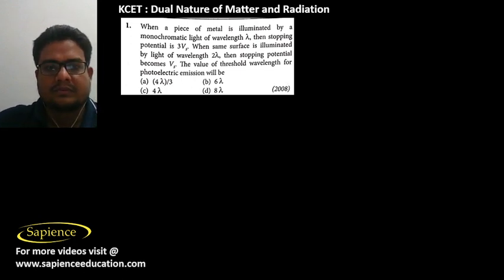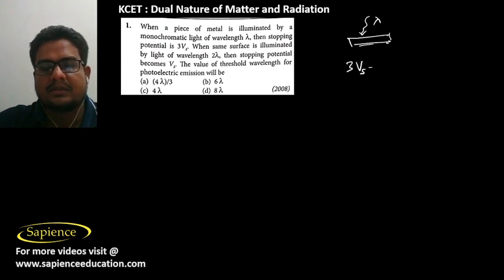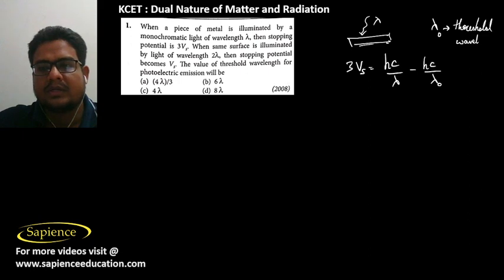So when the metal is illuminated by wavelength lambda, the stopping potential is 3 Vs. So I can say that 3 Vs is equal to hc by lambda minus hc by lambda naught, where lambda naught is the threshold wavelength for photoelectric emission. So this lambda naught we have to find.